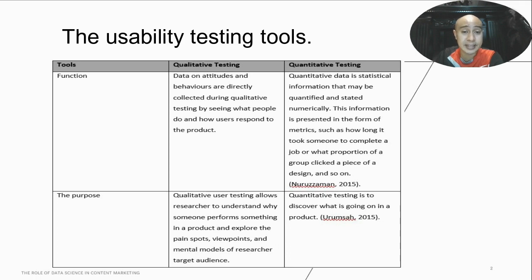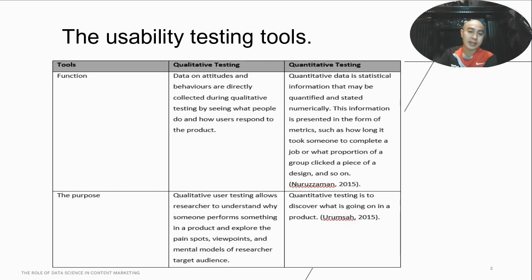This information is presented in the format of metrics, such as how long it took someone to complete a job or what portion of a group clicked a piece of a design and so on. Examples of quantitative usability data are completion rate, missed click rate, time spent, etc. The purpose of quantitative testing is to discover what is going on in a product. Quantitative testing is useful when researchers want to learn how a design functions and if people face several usability issues when using the product.